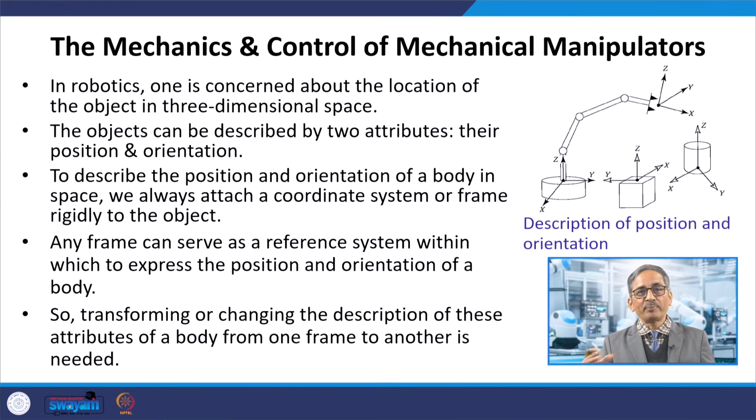The object in the environment can be described by two attributes. One is the position and the other is the orientation. Now, to describe the position and orientation of a body in space, we always attach a coordinate system, as you can see over here. So we always attach a coordinate system or frame rigidly to the object.